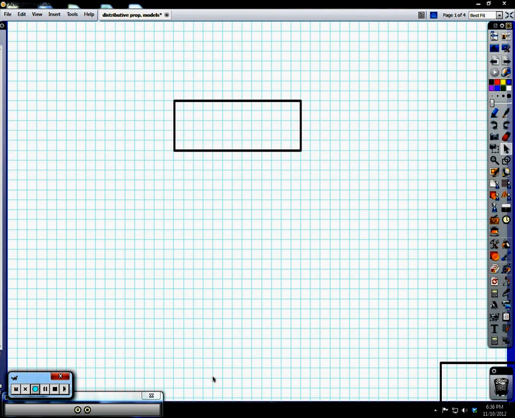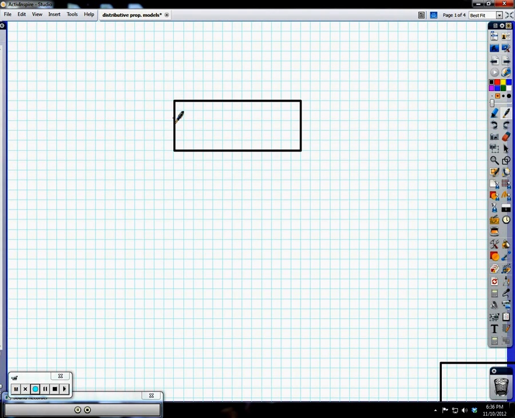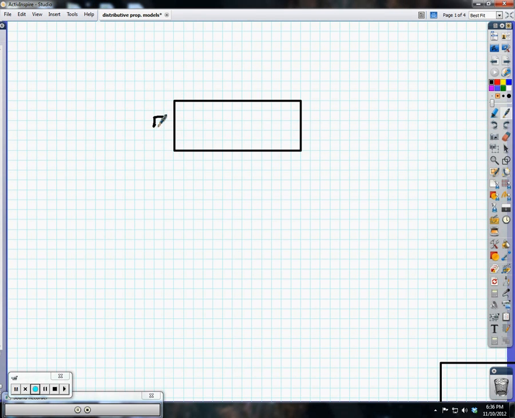In this video, we are going to look at the distributive property of multiplication using a model and then using the distributive property without models. So first, I have a model up on the board, and we need to label the width and the length of this model. So the width is 5 units wide, and the length is 13 units long.